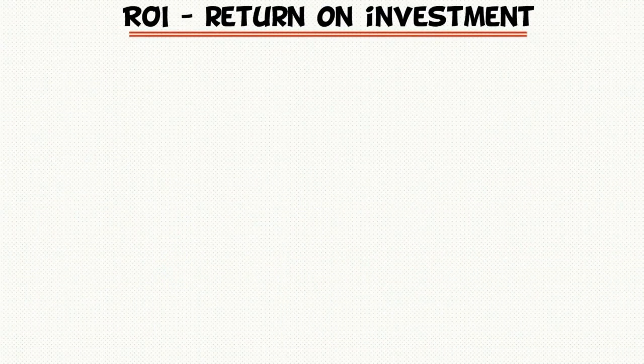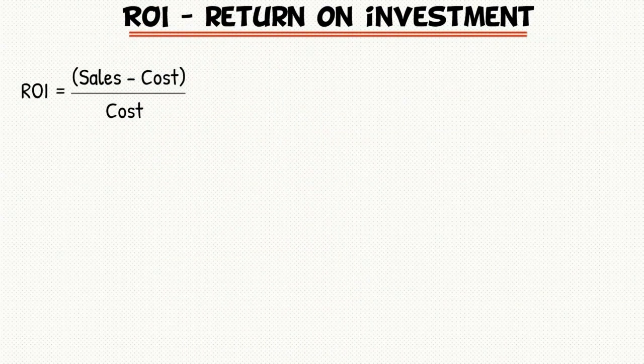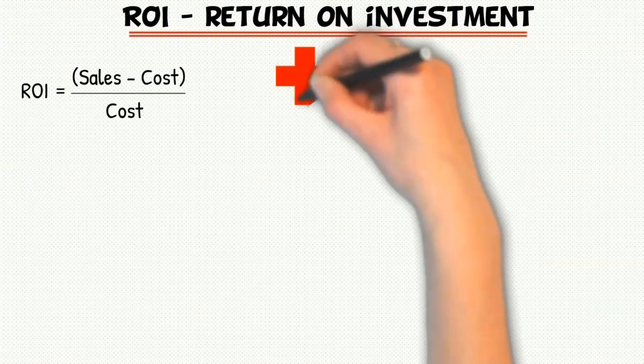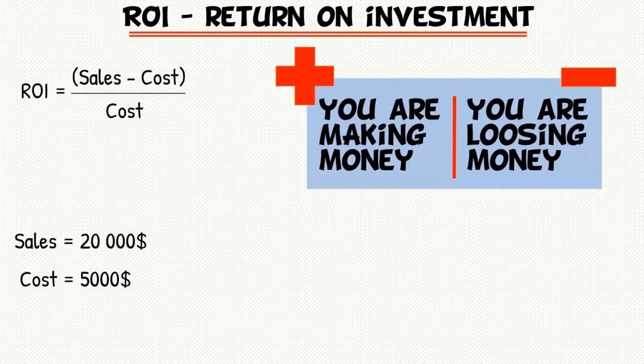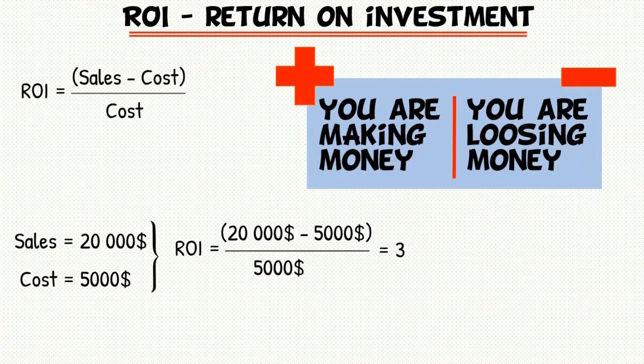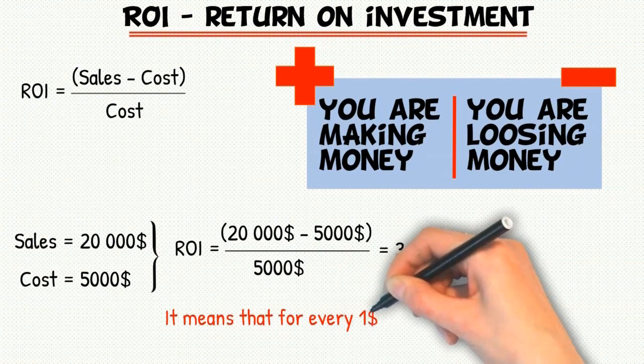What we should measure is the ROI, which is the return on investment. Your ROI is equal to sales minus cost, divided by cost. If your ROI is positive, it means you are making money. If it's negative, it means you are losing money. So if you make $20,000 in sales and you have $5,000 as cost, it means that your ROI is equal to 3. It means that for every $1 spent, you made $3 profit.